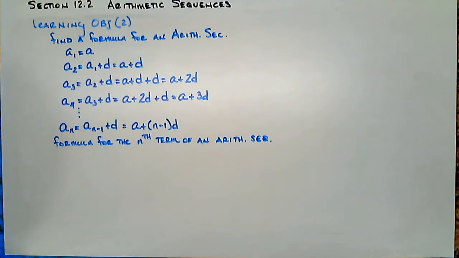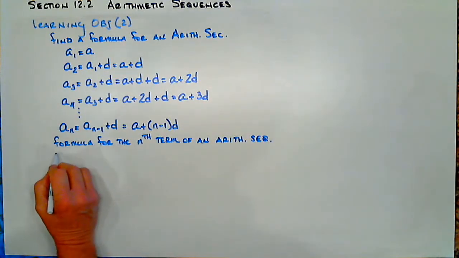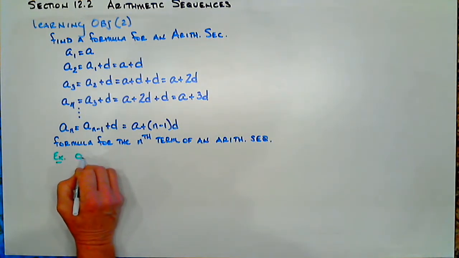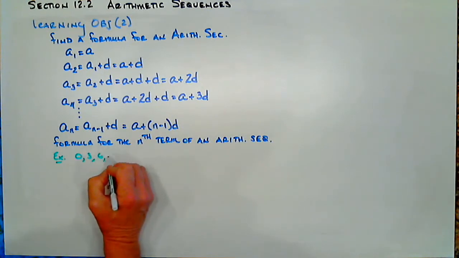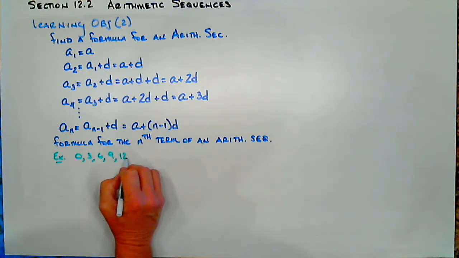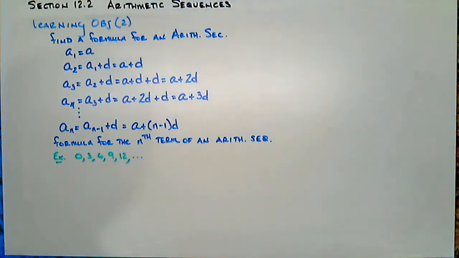All right? Now, what do they want us to do with that? Well, what do they expect from us here? They expect us to find a specific or a particular term, right? In our previous example, we had an arithmetic sequence that started 0, 3, 6, 9, 12, and it just went on and on and on. So what might they ask us?